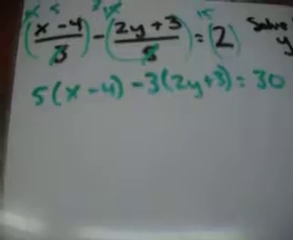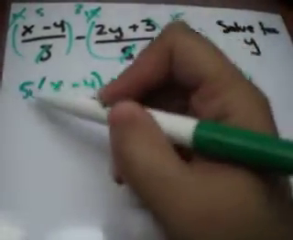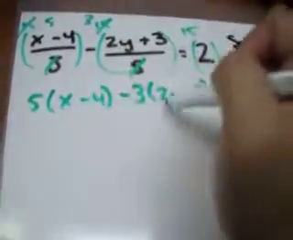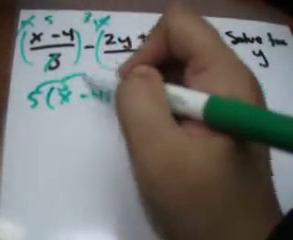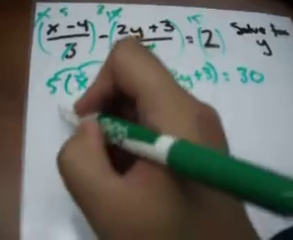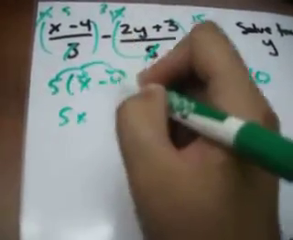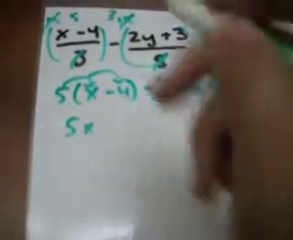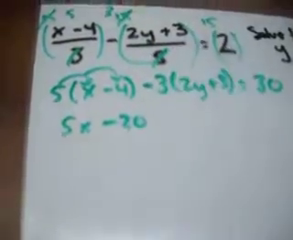So now that's cleaned up, and now I'm going to distribute what's outside the bracket. So I'm going to distribute this 5 first. 5 times 1x is just going to be 5x. 5 times negative 4, that's negative 20.